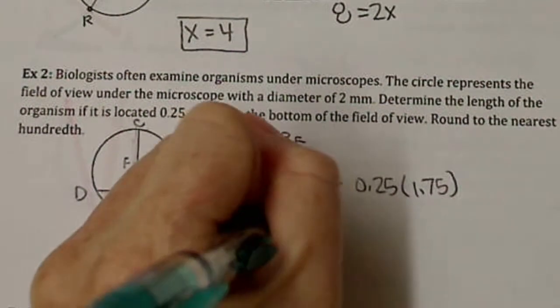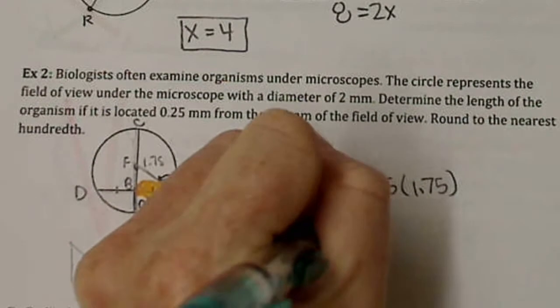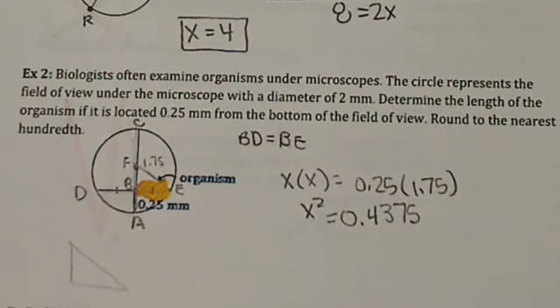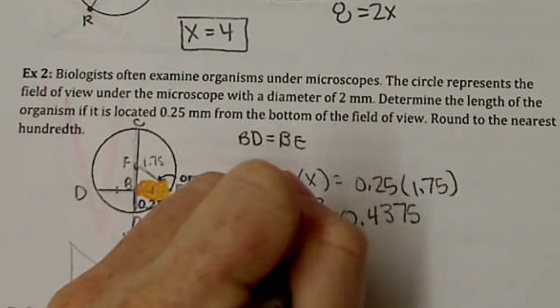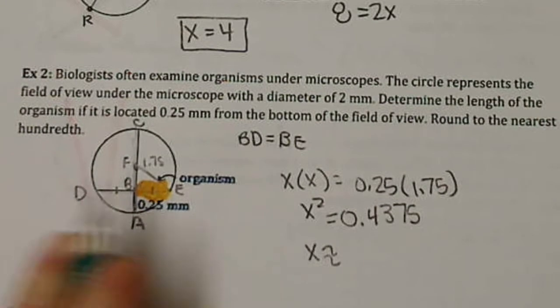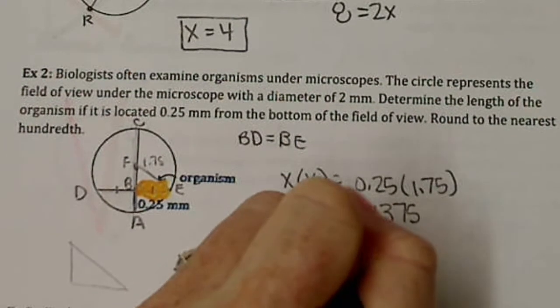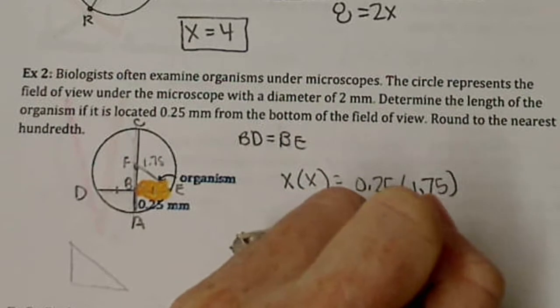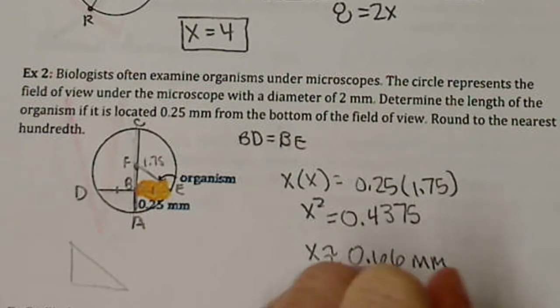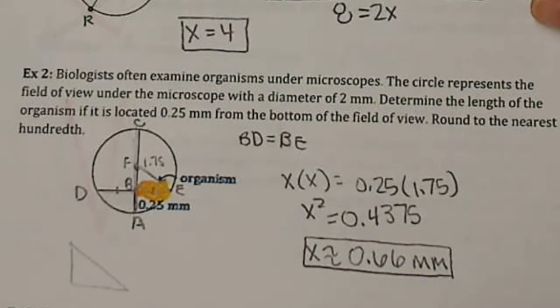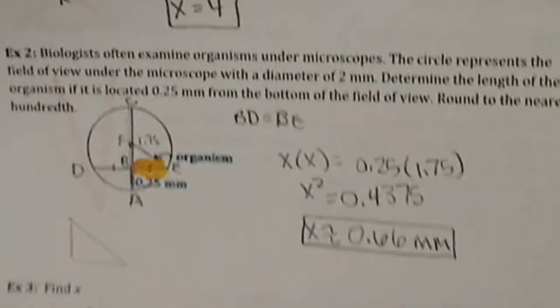So I get x squared is equal to 0.4375. And then you have to square root that with your calculator. And you'll see that x is about, it says round to the nearest hundredth, so 0.66 millimeters. That's about how long my little organism is.